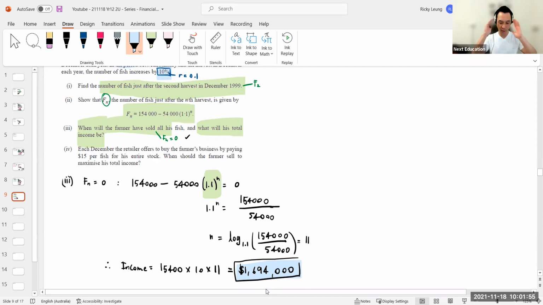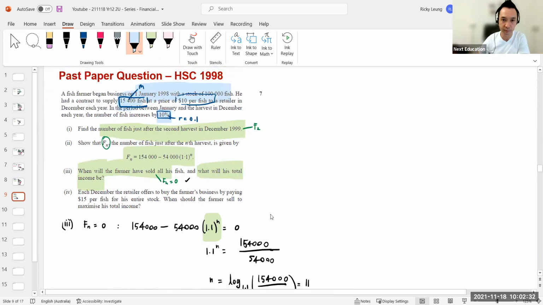Okay, cool. So the way you picture this is, over time, there's two parts to his income. The first part is the income that he's made up until that point. The second part is whatever number of fish is left remaining, the retailers are going to pay $15 times that. So we're going to define his income in two parts: how much income he's made up until now, plus $15 times the number of fish going forwards. And that total income, we have to find the year that maximizes that.